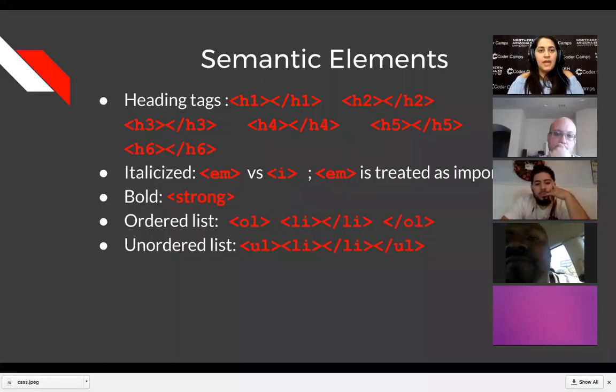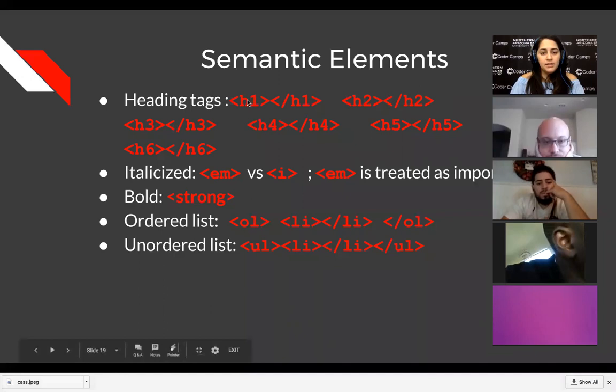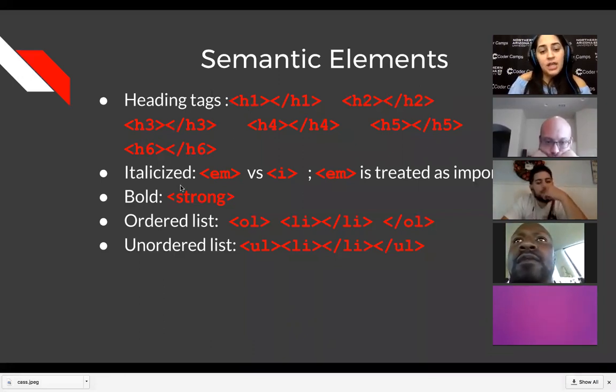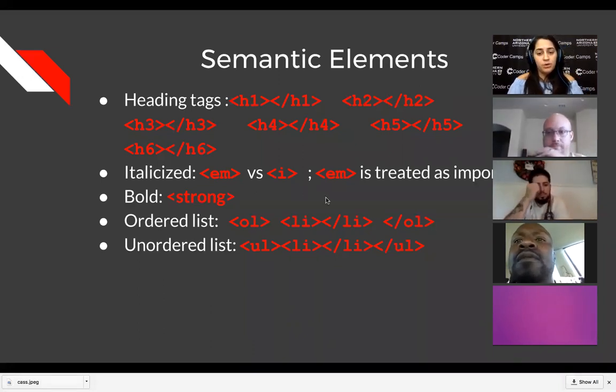All right, so next we have the semantic elements. So that's our heading tags, and they're listed by importance. So 1 is the most important, and 6 is the least important. So it's H1 through 6. We have italicized, which is EM versus I. EM is treated as important. So if you're looking at a visually impaired site, EM is going to look slightly different than I, where I is just italicized. If you want to bold something, you can use the strong tag.